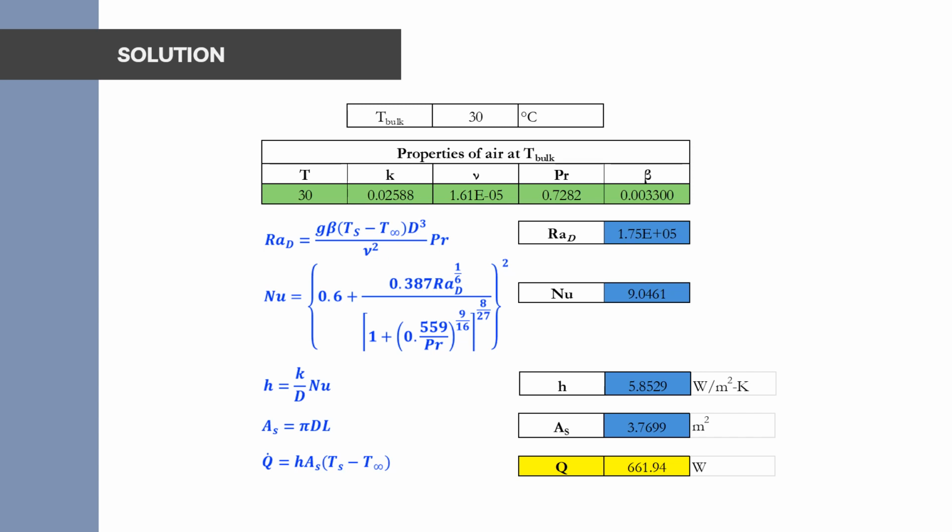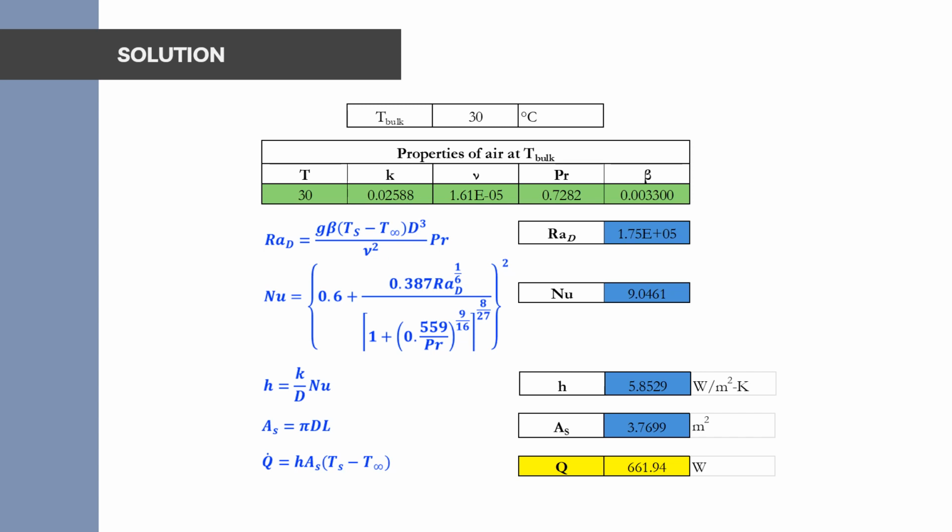Next is the Nusselt number. Take note that this specific formula for the Nusselt number is only applicable for the horizontal cylinder geometry, which in this case is a pipe. Solving for the Nusselt number, we get a value of 9.0461. Now that we have the Nusselt number, we can solve for the convective heat transfer coefficient, which will be 5.8529 watts per square meter Kelvin.